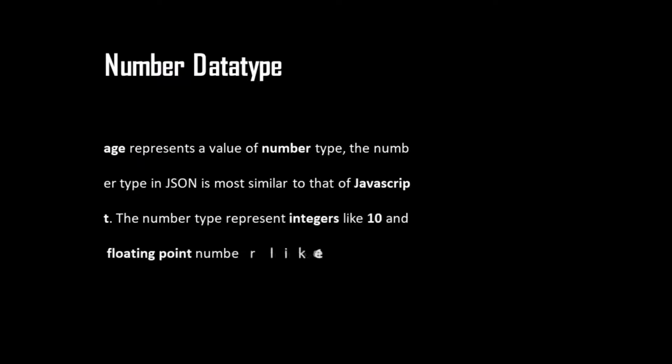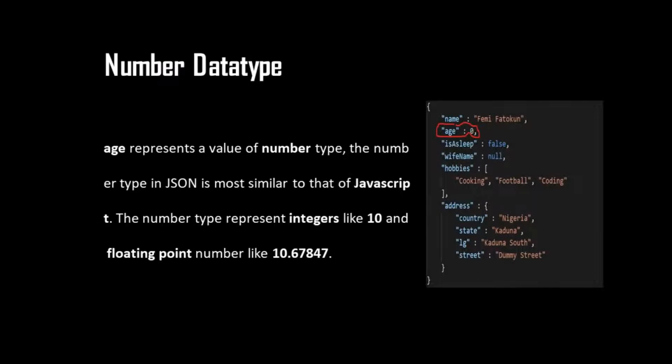Okay, so the next data type that I'm going to discuss is the number data type. Age right here in our JSON represents the number data type. The number in JSON is very, very similar to the number data type in JavaScript. Most other programming languages separate floats from integers. Like in Java, you have the float data type and you have the integer data type. In many programming languages like that, they are separated, but JavaScript does not separate floats and integers. It just generally calls them numbers. This is the same thing with JSON.